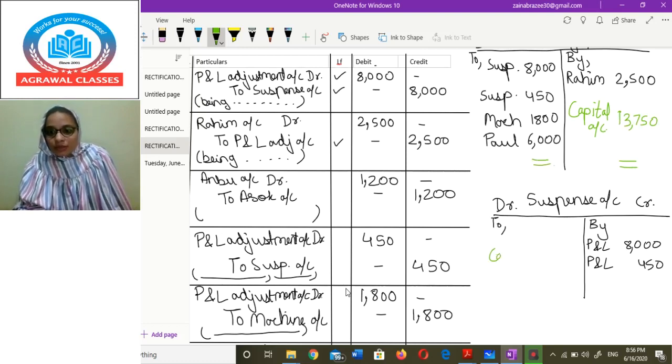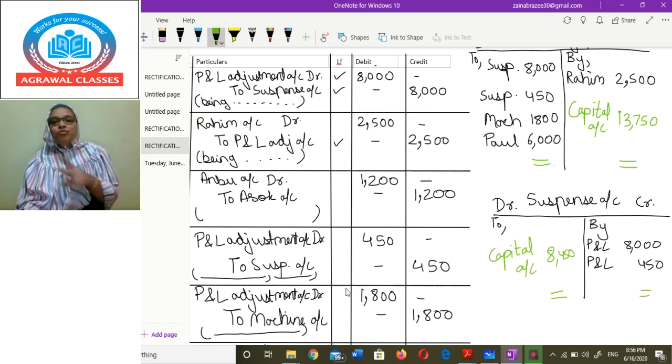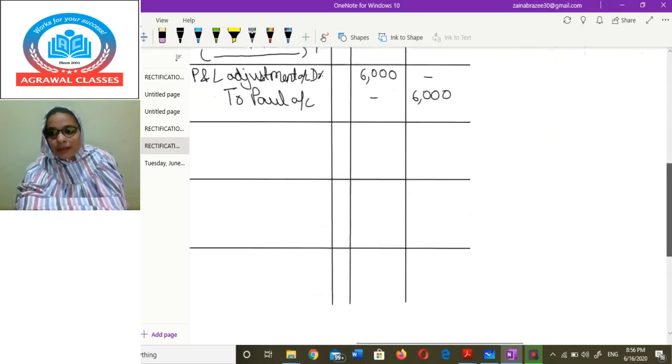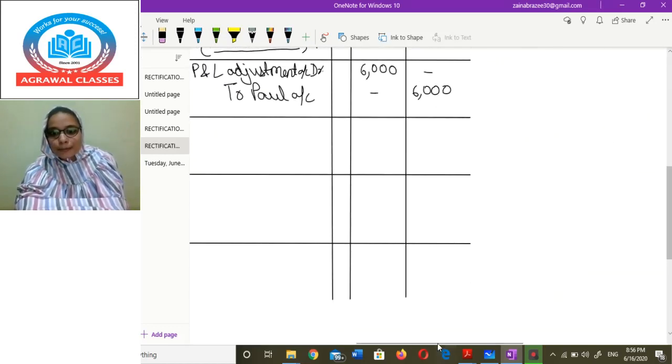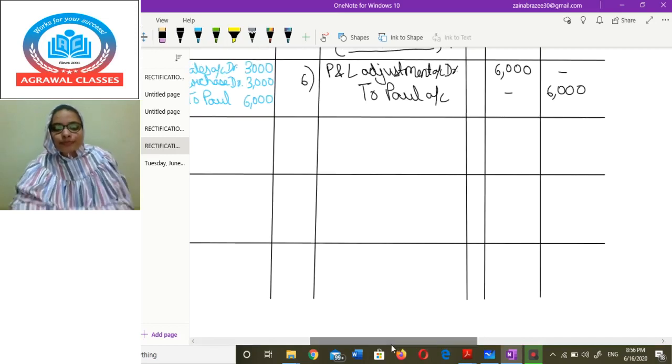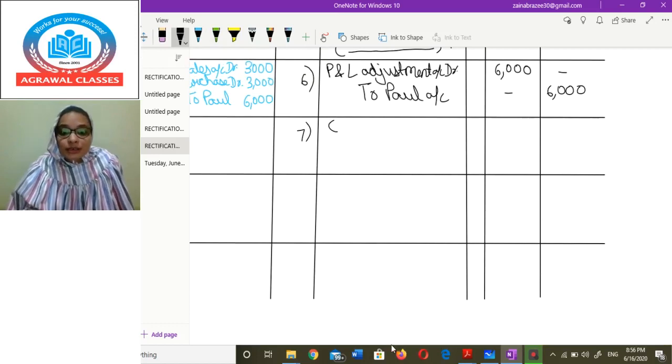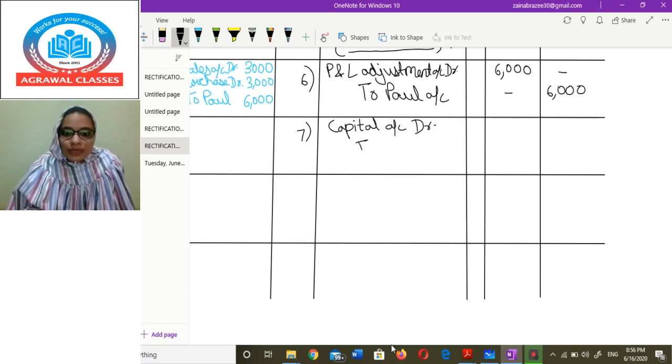Similarly, in the suspense account, there is nothing else. So capital account 8450. These two entries now we need to record in the books. Let us do it. First case, P&L adjustment is being credited, so our capital account will be debited. So my 7th entry becomes, these two are the most important entries. Capital account debit to P&L adjustment. Amount was 13,750.